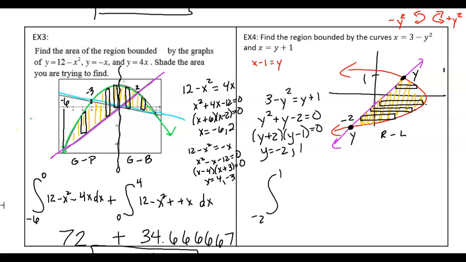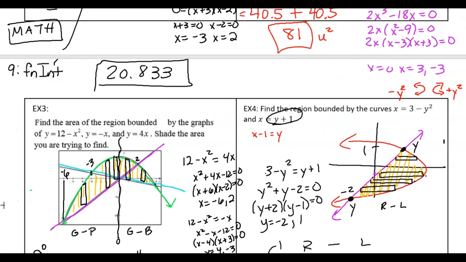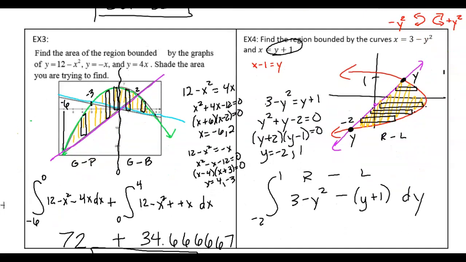And the right is the parabola. So 3 minus y squared. The left is that line. Remember, use the one that's in terms of y though. So y plus 1 dy. Now, when you go to type this in your calculator, don't use y. Remember, we're still going to use the x as the dummy variable in the graphing calculator.